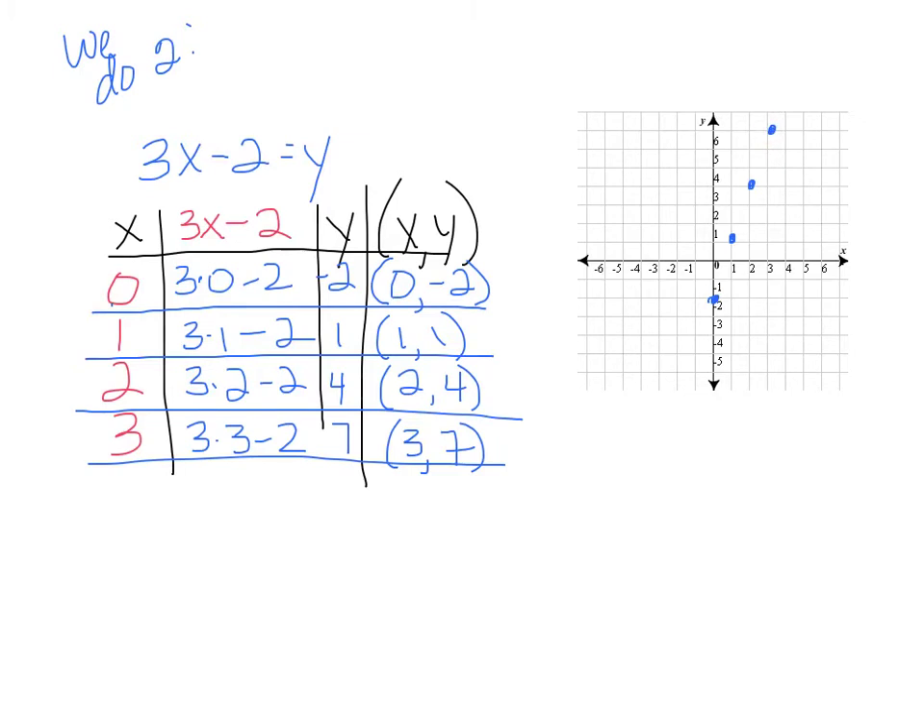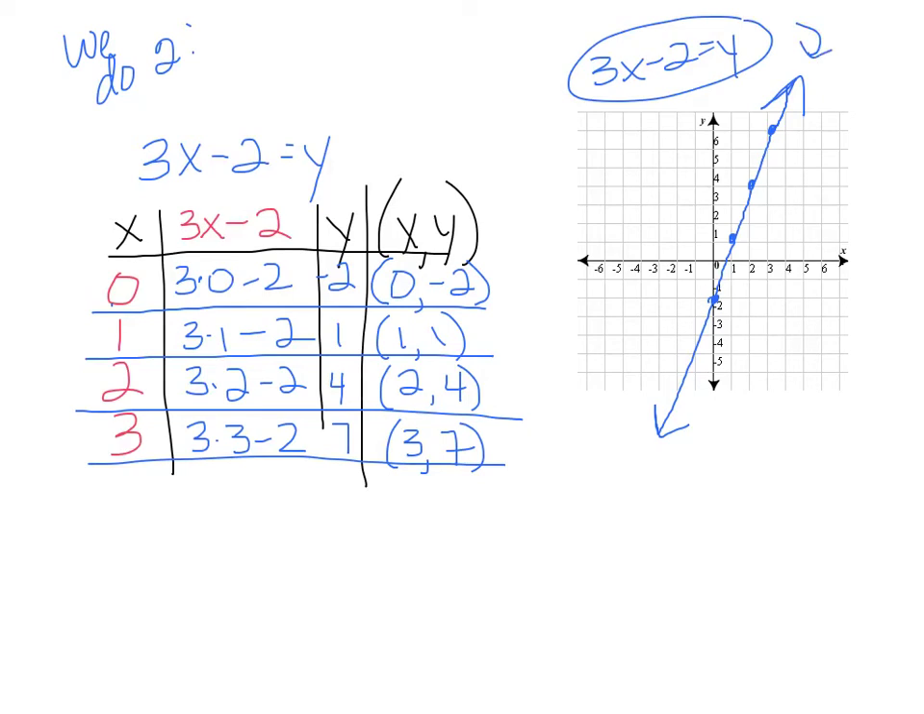And then if you have a ruler or a straight edge of some sort, you can connect it neater than I am. But that is what 3x minus 2 equals y looks like on a graph. So that's how you graph an equation. Kind of makes sense, doesn't it?